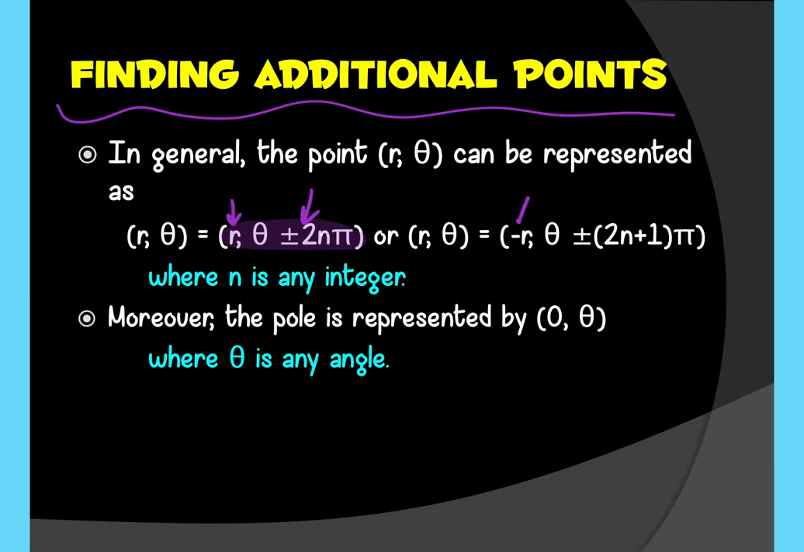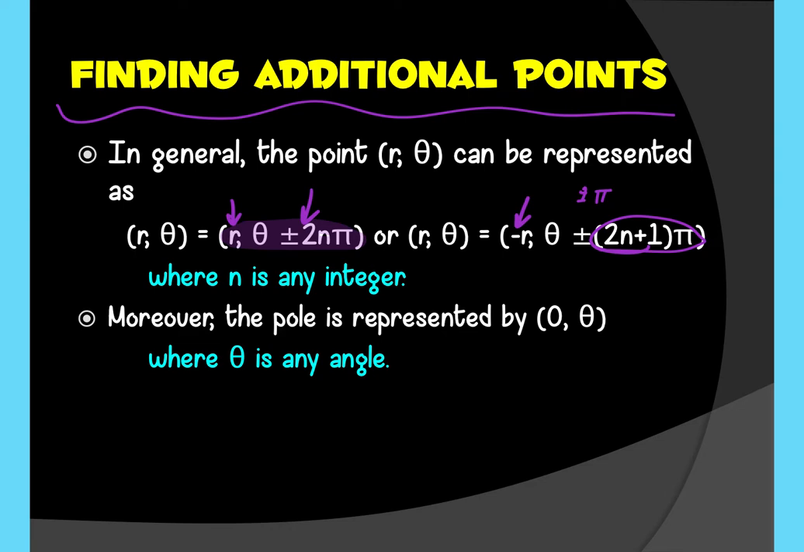Or you change the sign on r, so I make r the opposite sign. If it started positive, I make it negative. If it started negative, I make it positive. And then this really just means add and subtract multiples of pi. So that 2n plus 1 just really means an odd multiple of pi. So instead of adding 2 pi, I add and subtract pi.